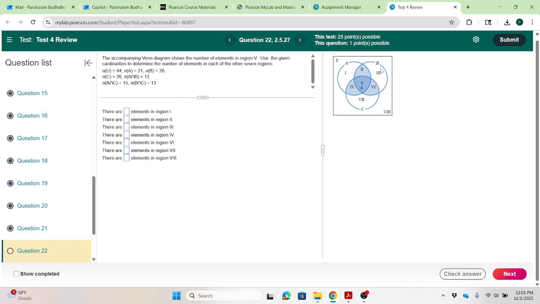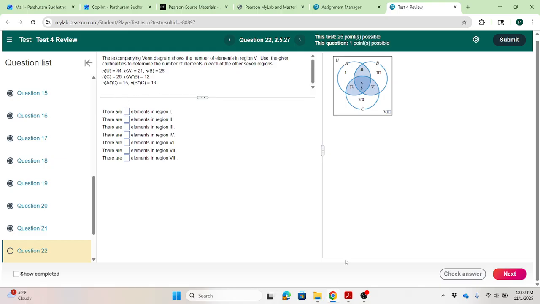From the given Venn diagram, you need to answer this question. The accompanying Venn diagram shows the number of elements in region 5 is 8. Use the given cardinalities to determine the number of elements in each of the other 7 regions. The total number of elements is 44. Number of A is 21, B is 26, C is 26. A intersection B is 12, A intersection C is 15, and B intersection C is 13.